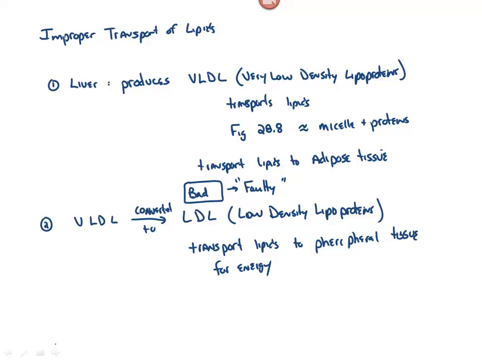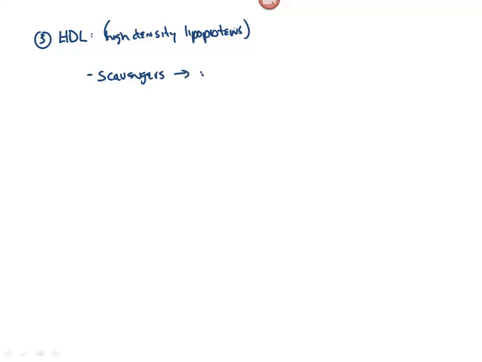And then the last part of this mechanism is, of course, HDLs, which, can you guess what they're going to stand for? Yeah, high density lipoproteins. And they're basically scavengers. What they're responsible for is returning cholesterol and lipids to the liver.